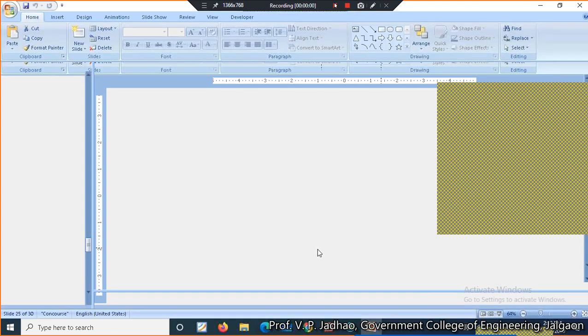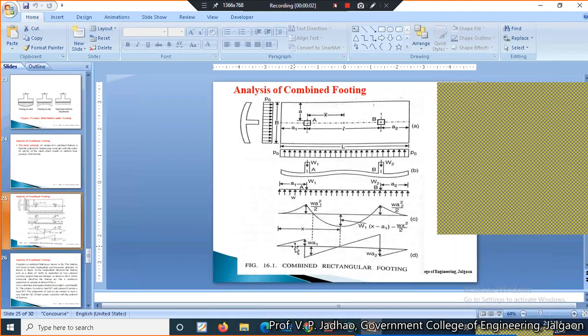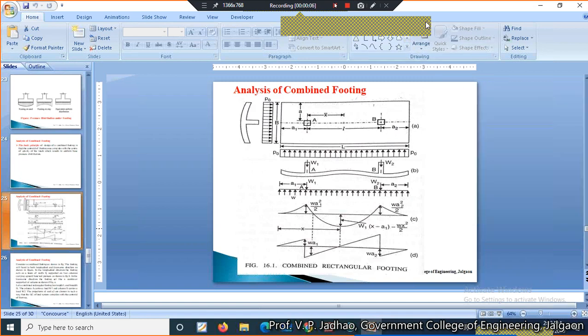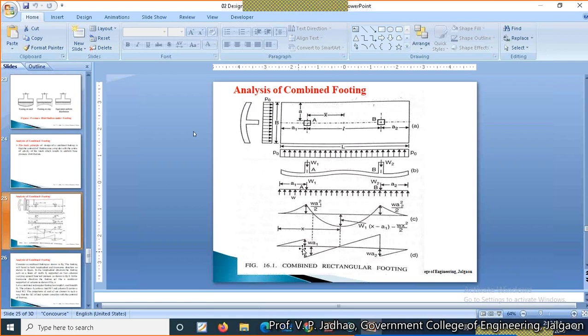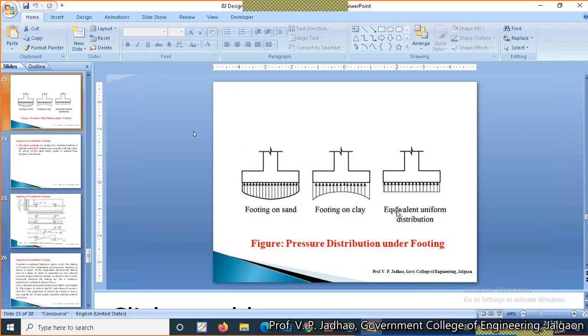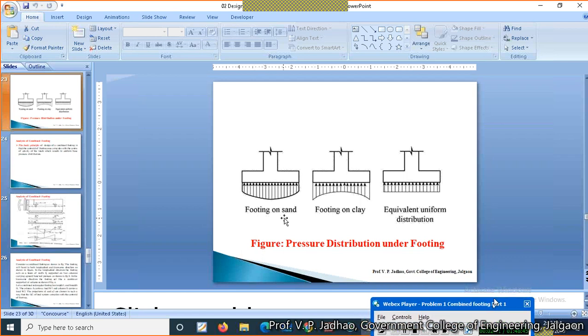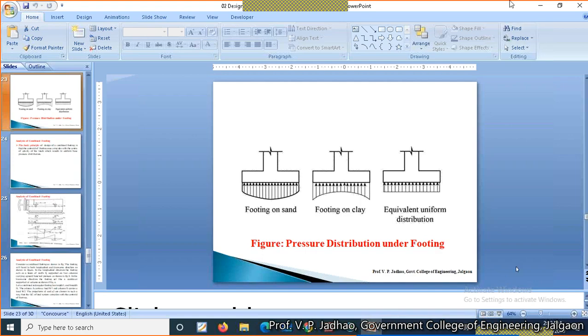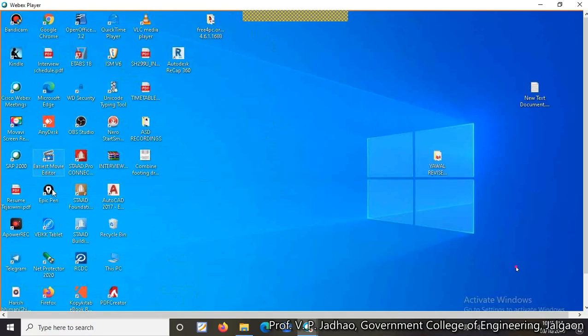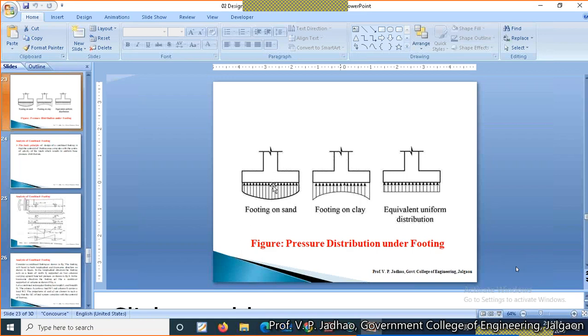Types of footings, and what is the basic design principle for design of these combined footings. Okay. We have seen this particular figure, in which we have seen that if a footing is resting on sand, the pressure distribution will be as shown in this first figure.